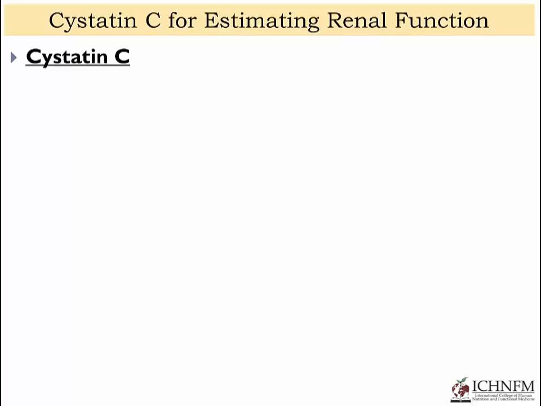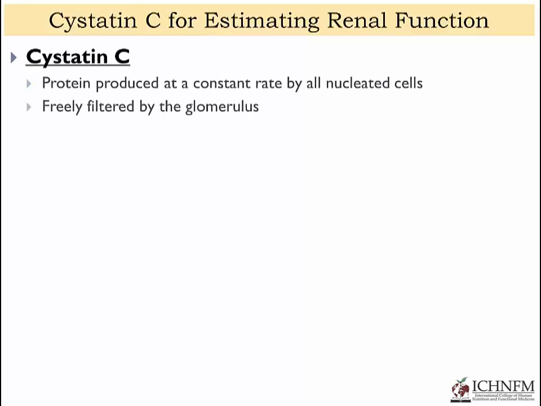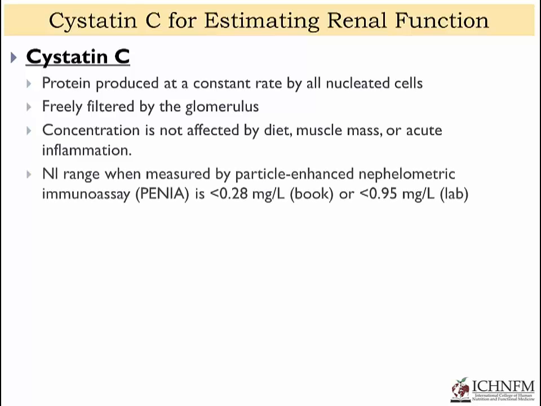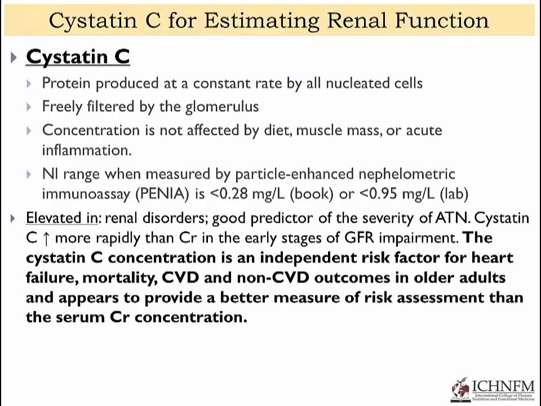Another test that's recently become available is called cystatin C. Cystatin C is a protein made by all nucleated cells in the body, and this protein is filtered by the glomerulus. So unlike serum creatinine, the concentration is not affected by diet, muscle mass, or acute inflammation. And I've given you some reference ranges there, depending on the laboratory methods that are used. So basically, when we think of cystatin C, we think of it as being elevated in renal disorders. We think of it as a good predictor for the severity of ATN, which is acute tubular necrosis.